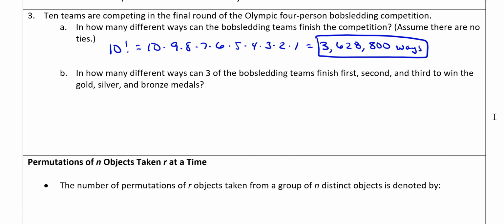All right, and how many different ways can 3 of the bobsledding teams finish first, second, and third to win the gold, silver, and bronze medal? Now this time we're not working with all 10 teams.